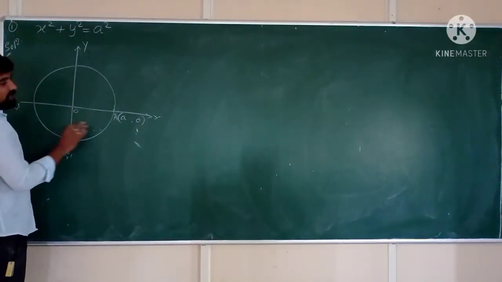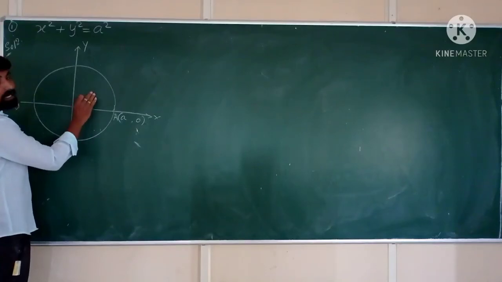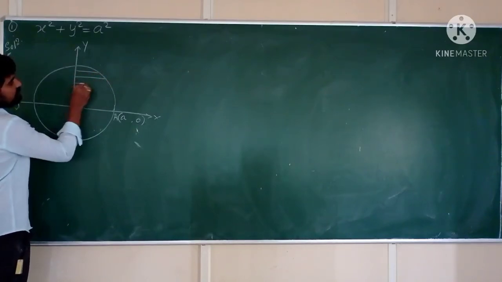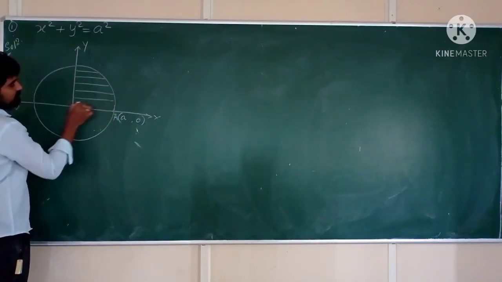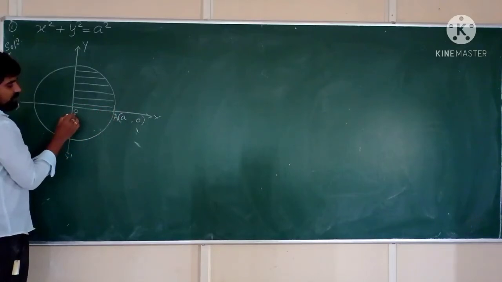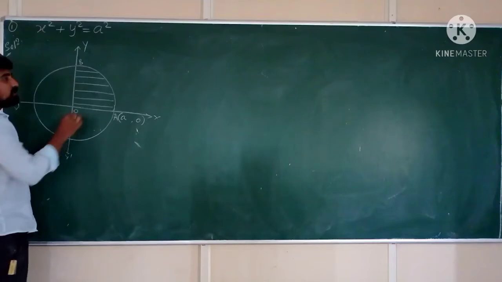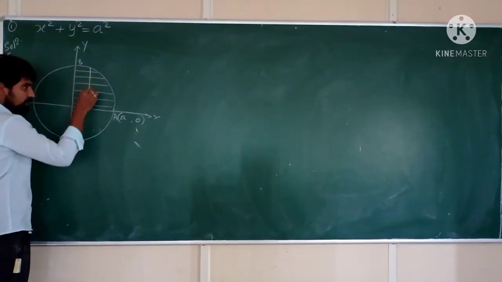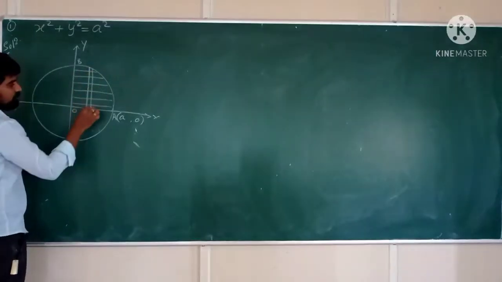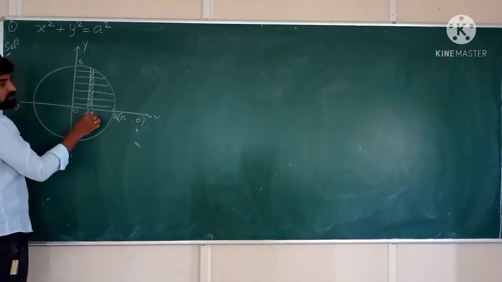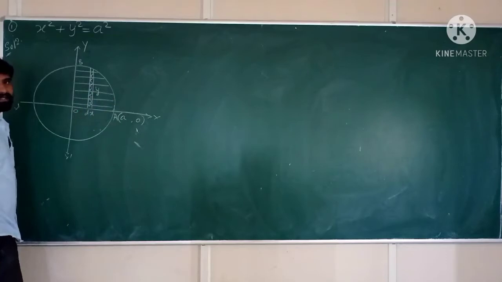To find the entire area bounded by this circle, first we need to find out the area present in the first quadrant and it should be multiplied by 4 because circle is symmetrical about x-axis and y-axis. For finding the area of OAB, let us consider a vertical rectangular strip of width dx and length y.